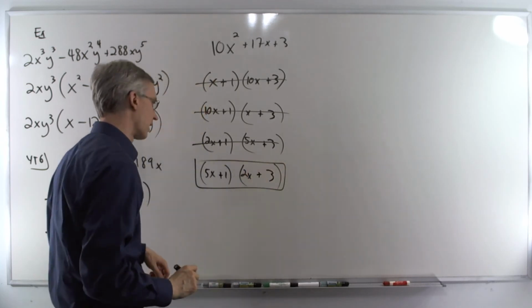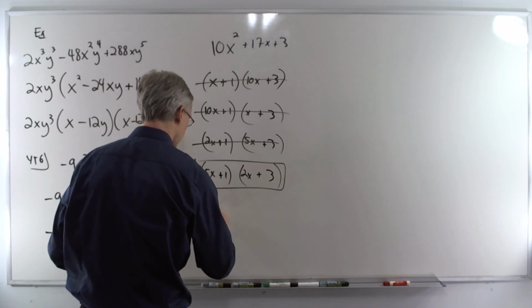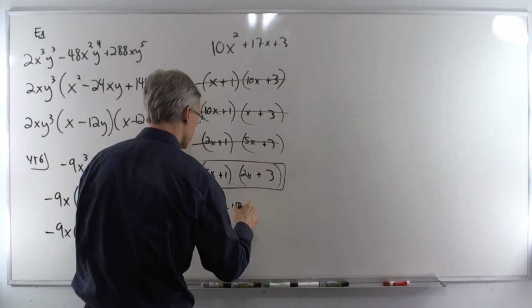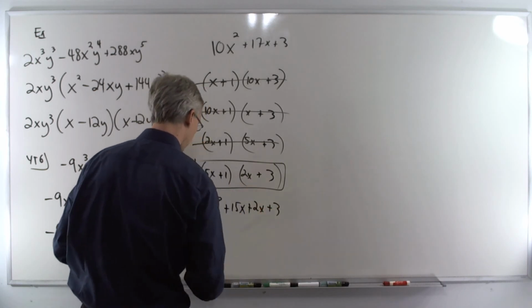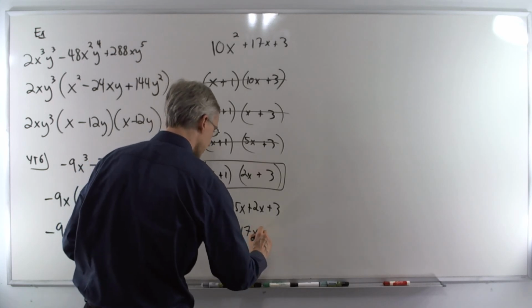So that's it. Now let's FOIL just to make sure. 5x times 2x squared, that is 10x squared. We got 5x times 3, that is 15x. 1 times 2x, and 1 times 3. Combine like terms, that gives us 10x squared plus 17x plus 3.